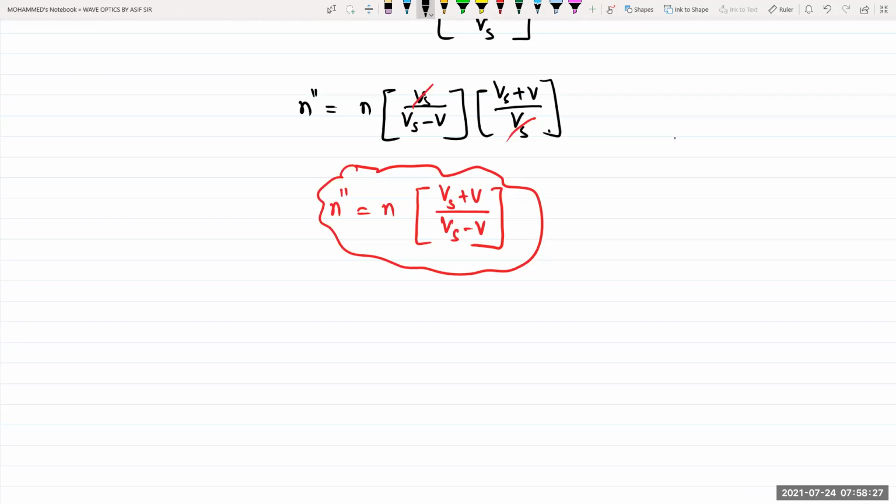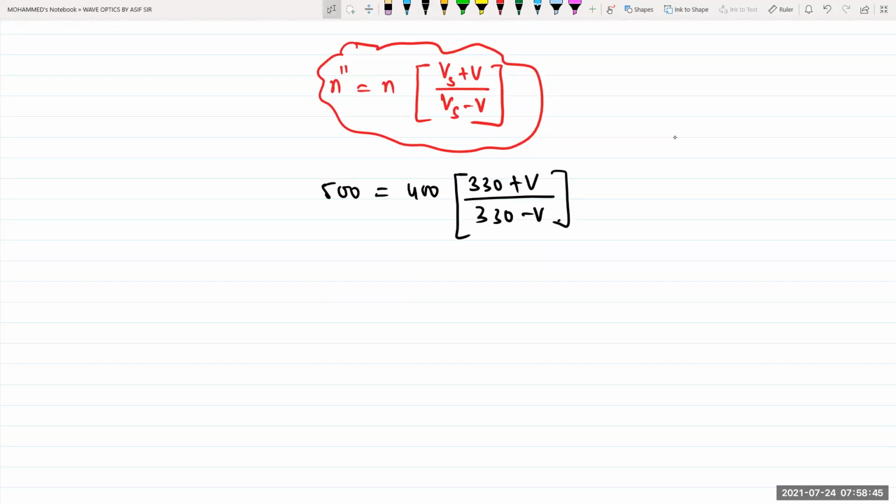Separate frequency is given for me, 500. That equals the actual frequency, given for me 400, into the velocity of sound, 330 plus V, divided by 330 minus V. Just cross multiply and simplify it.